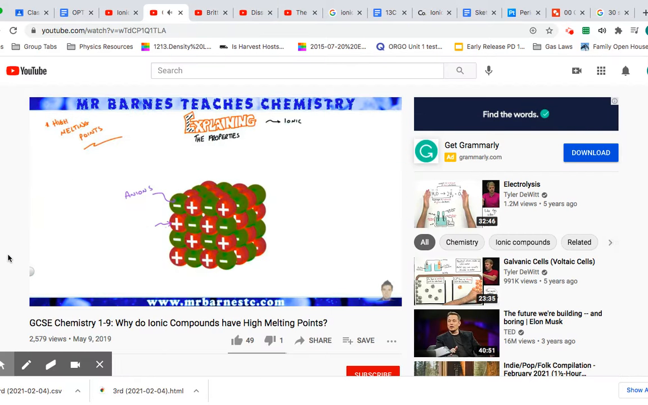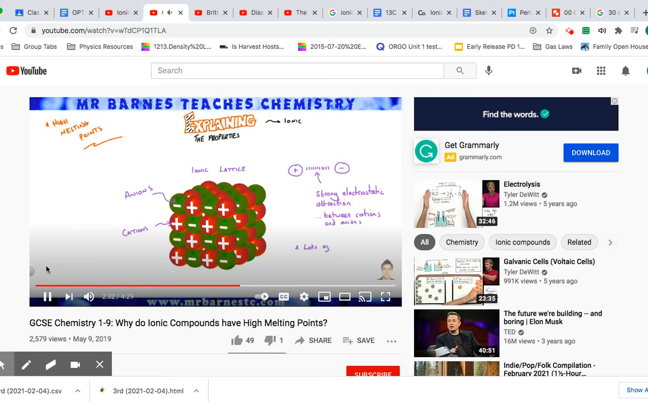So we have our anions and cations, which are our positive and negative ions. They're surrounding each other and they form an ionic lattice. Now, the thing that gives ionic compounds a high melting point is our strong electrostatic attraction between those cations and anions. That's going to get you 2 marks in an exam. The third and final mark is for turning around and saying that lots of energy is needed to break those bonds, to break that strong electrostatic attraction. Therefore, they have a high melting point.